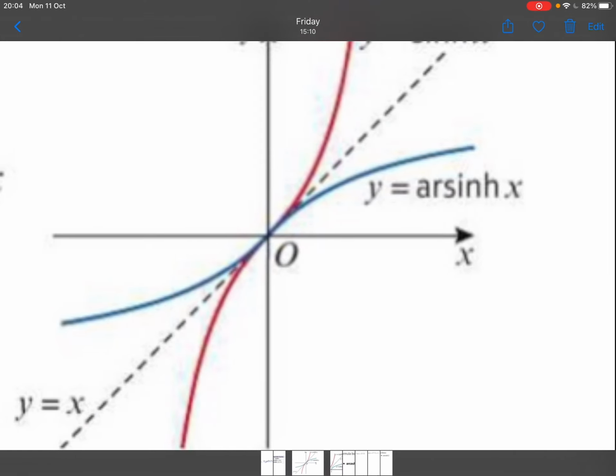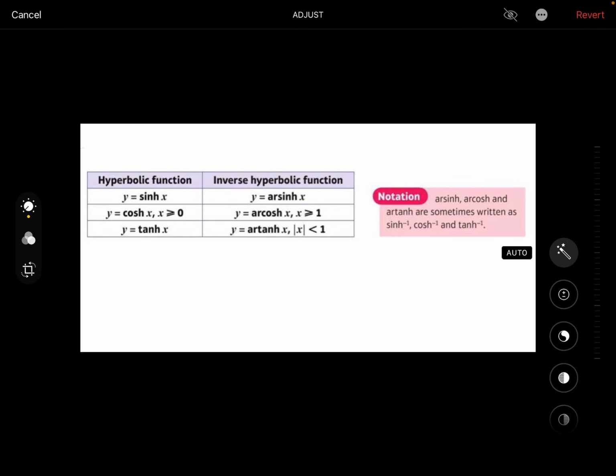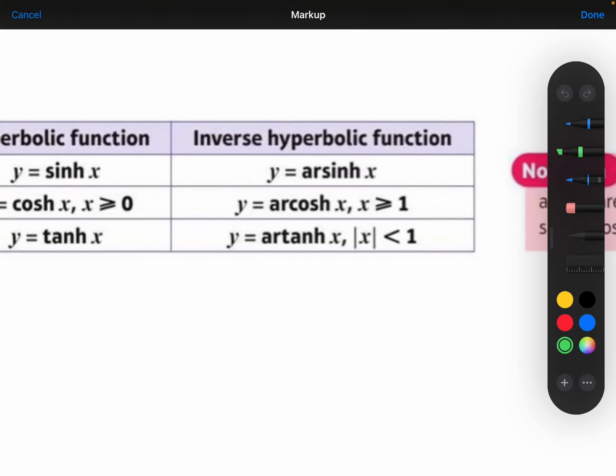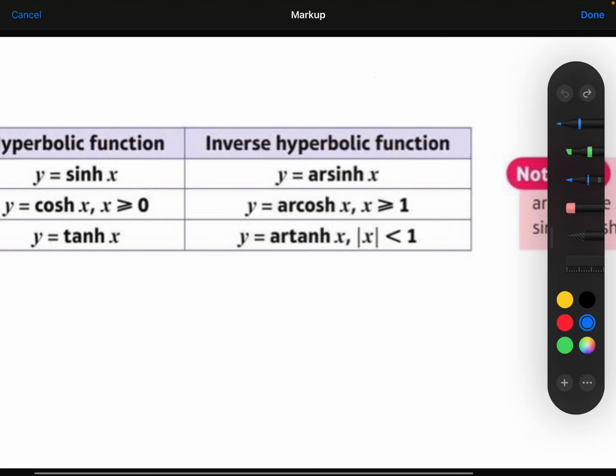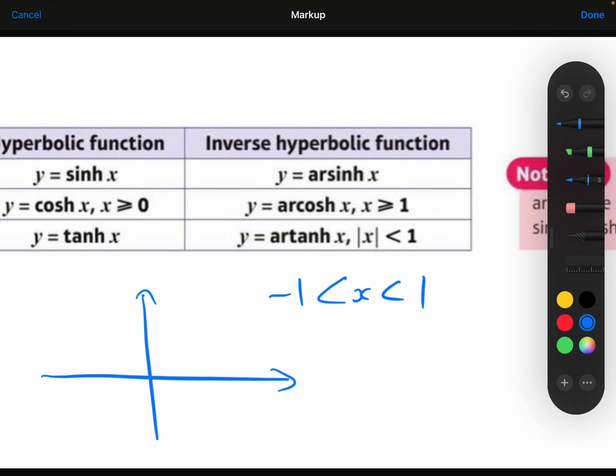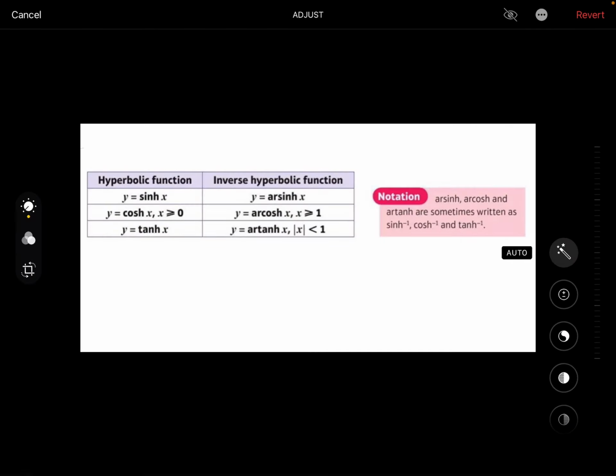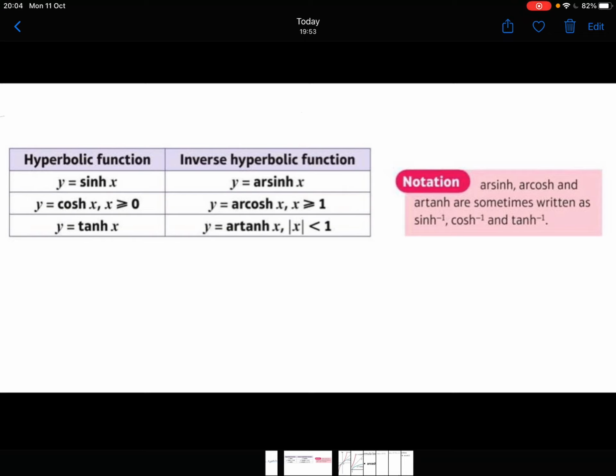The last one is tanh. Notice here that the domain of artanh is that the modulus of x is less than 1. That's the same thing as saying that x has to be less than 1 but greater than minus 1, which should make sense because remember that the tanh graph had a range between 1 and minus 1. So it should make sense that the domain restriction of artanh is that x has to be between minus 1 and 1. So those are the inverse hyperbolic functions.